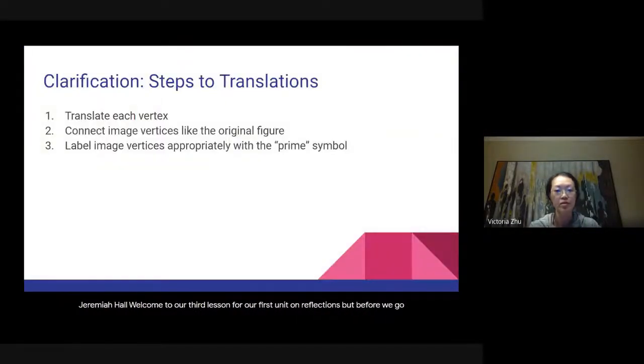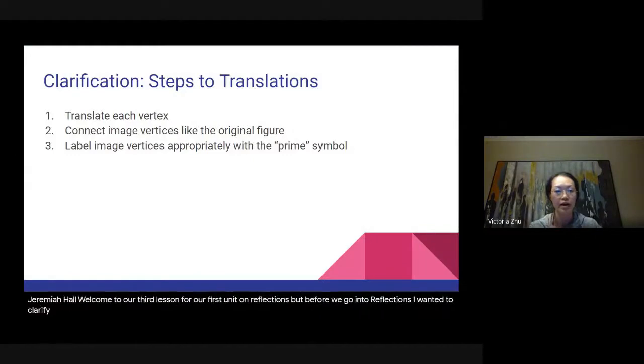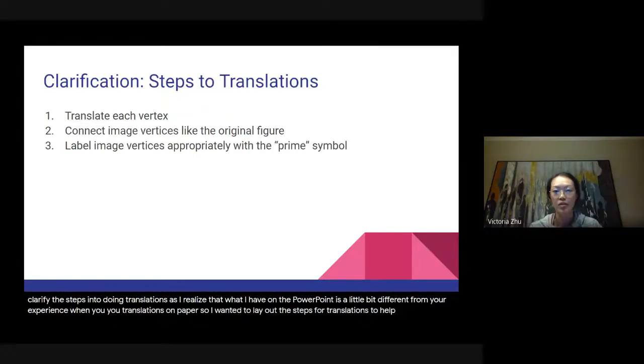But before we go into reflections, I wanted to clarify the steps for doing translations, as I realized that what I have on the PowerPoint is a little bit different from your experience when you do translations on paper. So I wanted to lay out the steps for translations to help each other out.